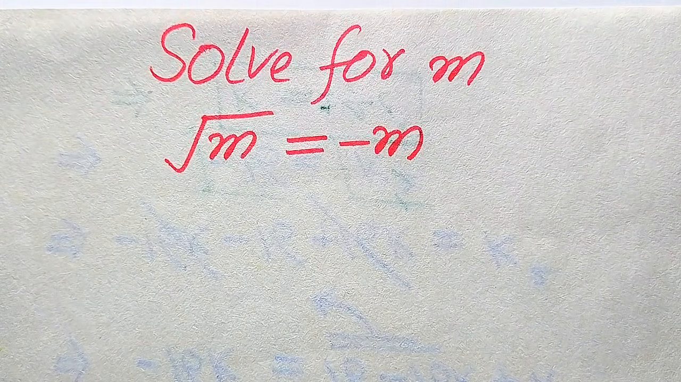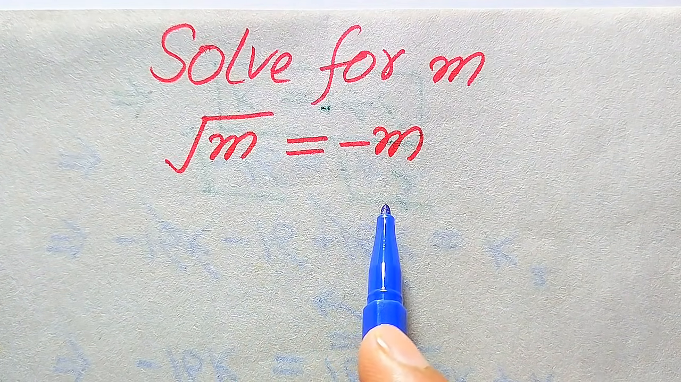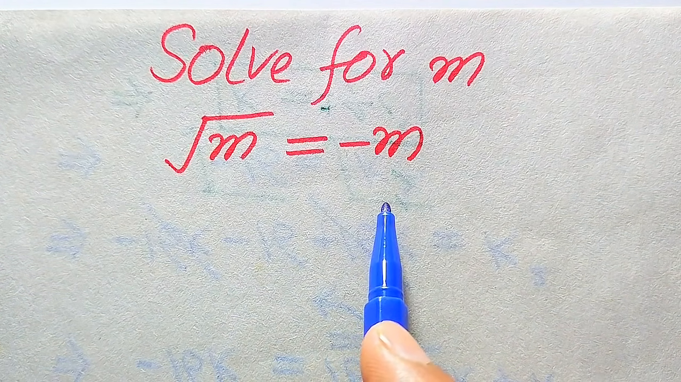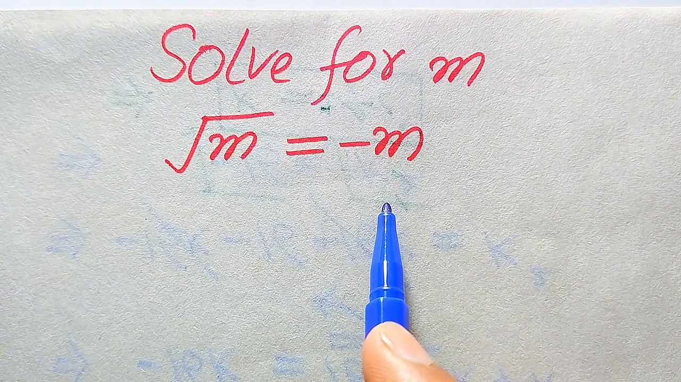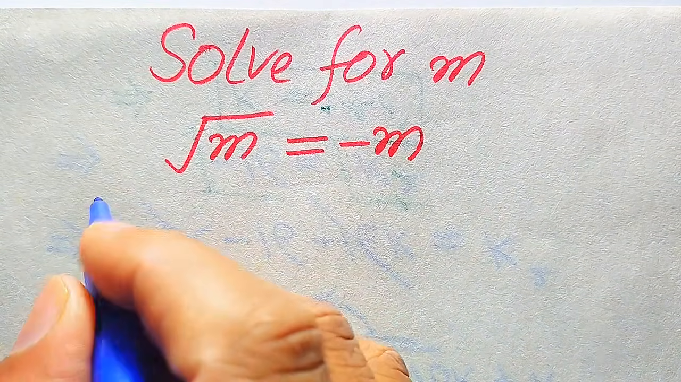So here we have the square root of m equals minus m, and we solve this problem for all the values of m. First we need to find all the roots of this equation, and at the end we will verify which of the roots are solutions and which of the roots are extraneous roots. Further, we solve this problem using two methods.